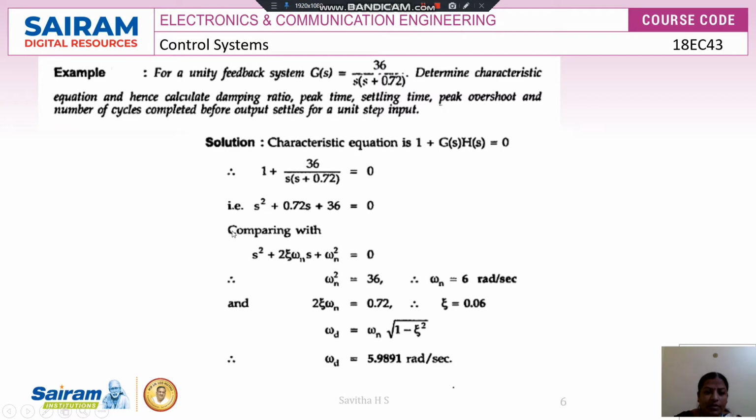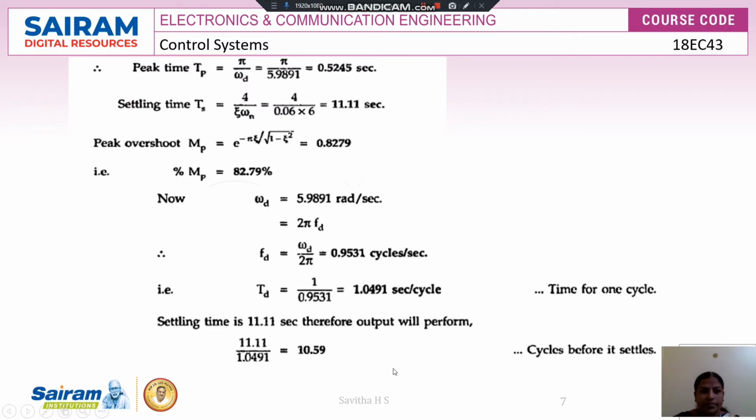Now comparing this with the second order expression, s square + 2 zeta omega n s + omega n square = 0, the value of omega n square is 36, so omega n is 6. And 2 zeta omega n is 0.72, so zeta is 0.06, and omega d is omega n times the square root of 1 minus zeta square. So I'll get omega d as 5.9891 radians per second. The peak time formula is pi by omega d, so pi by 5.9891, I'll get 0.5245.